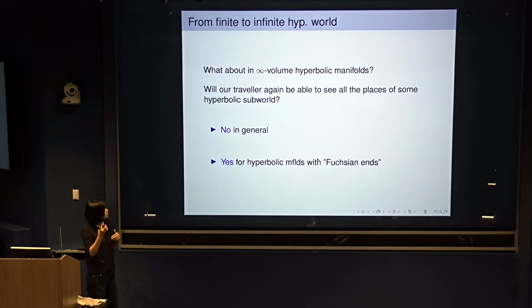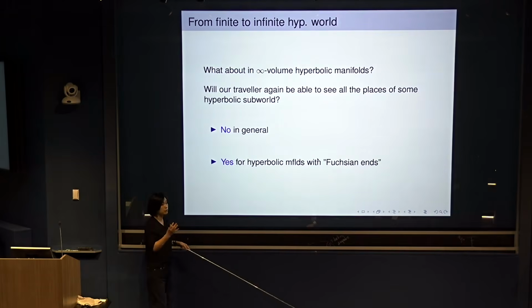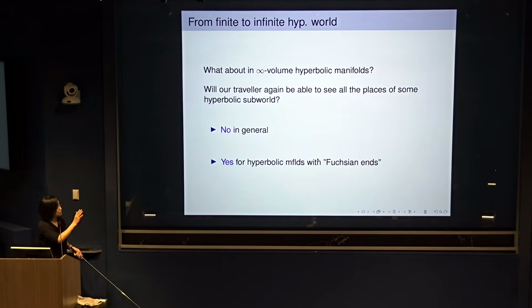However, we have a class of hyperbolic manifolds, those with Fuchsian ends. And in this class of hyperbolic manifolds, we will have a remarkable analogy with Ratner's theorem in this setting. So I want to explain what I mean by a hyperbolic manifold with Fuchsian ends.